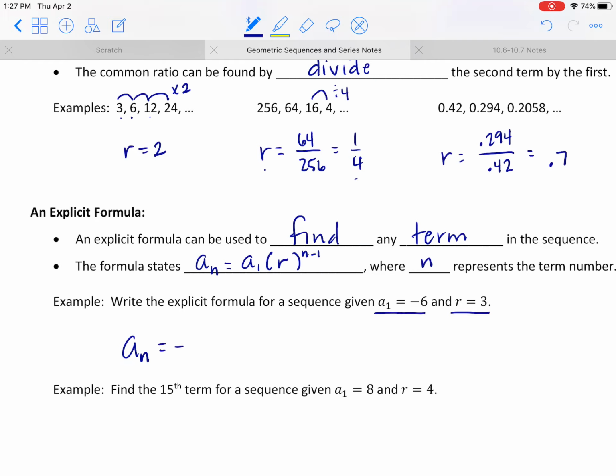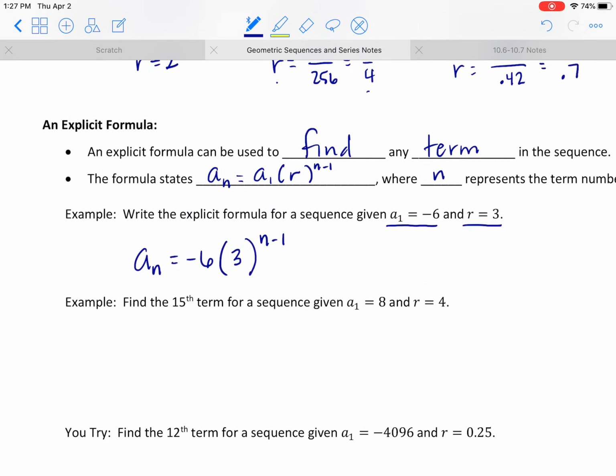If our sequence starts at -6 and our common ratio is 3, then any number on this list, a sub n, is going to be that first term, -6, multiplied by the common ratio of 3, and then raised to the n-1 power. So that's how the explicit formula would look for that sequence. And then if we wanted to find a number on the list, we're going to be plugging n in to figure out that number.